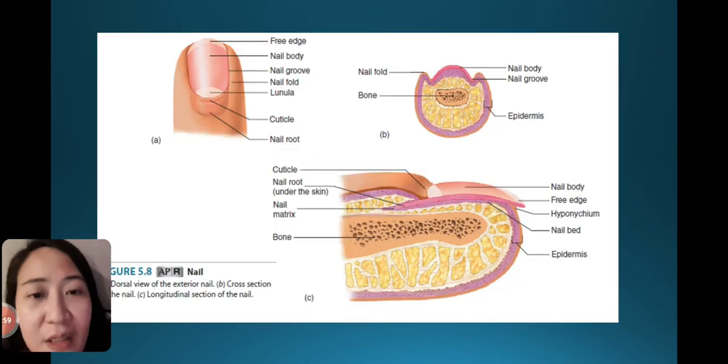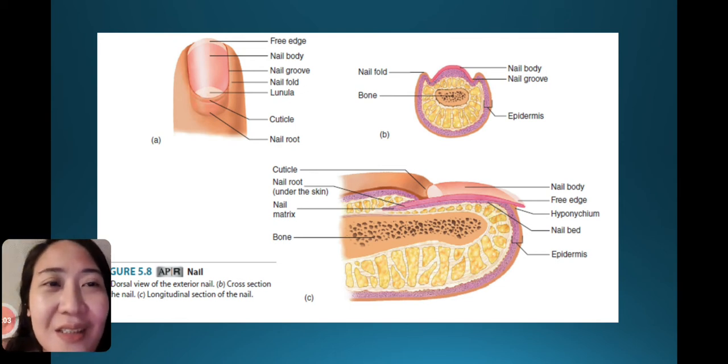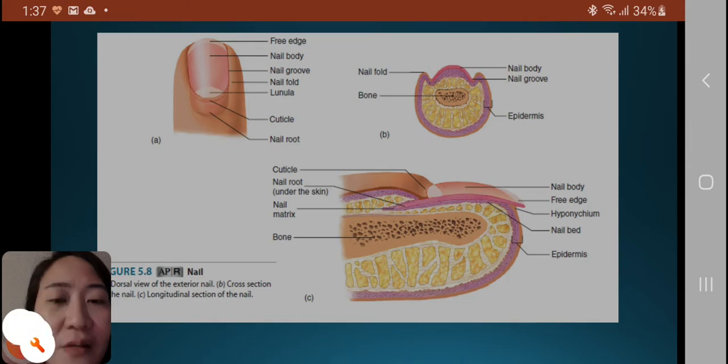This is a simple illustration. Kabisado nyo naman sa exam. Free edge, nail body, nail groove, nail fold, lunula. Yan ang mga parts ng nails.